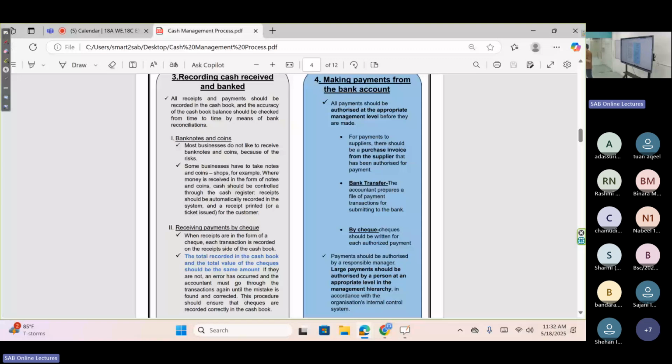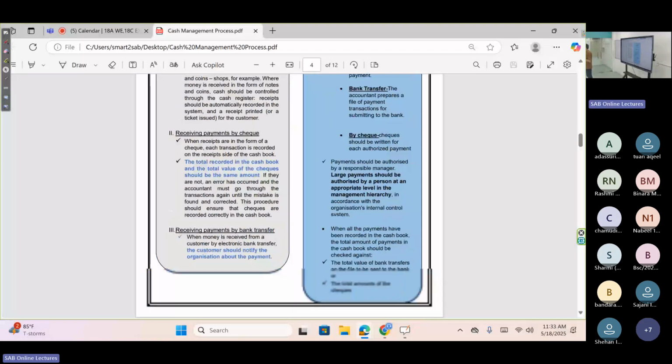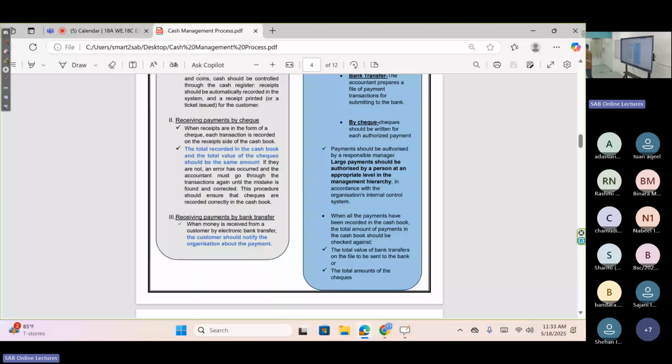By checks should be written. Payments should be authorized by the responsible manager. Large payments should be authorized by a person at an appropriate level in the management hierarchy. Already we discussed this matter. Hierarchies are there and levels are there. Up to 100,000 one person, 100 to 500,000 financial controller, above 500,000 director. Likewise, each and every management should have hierarchies.